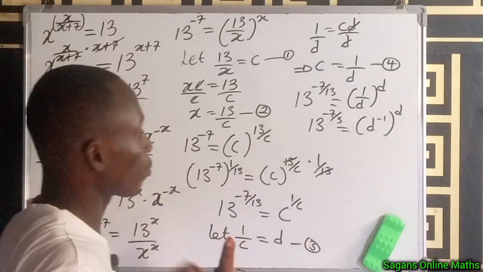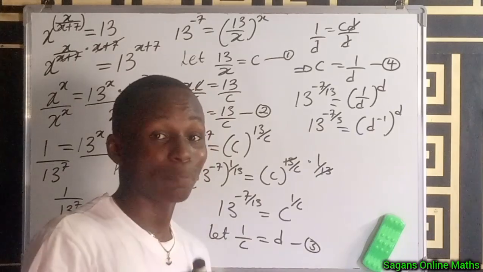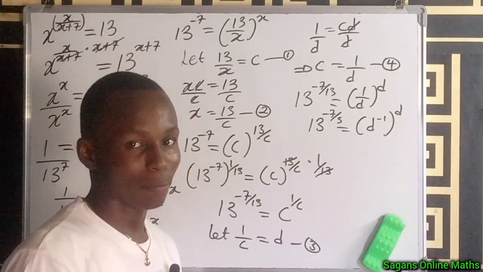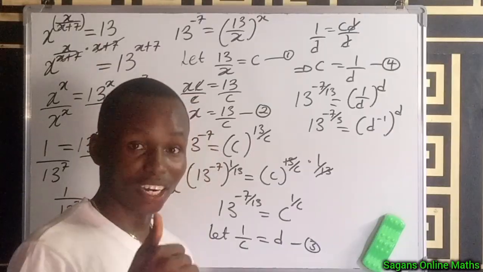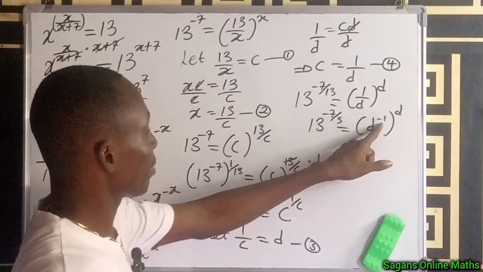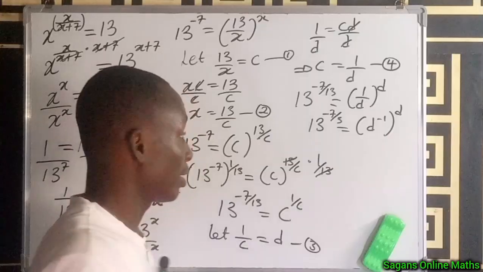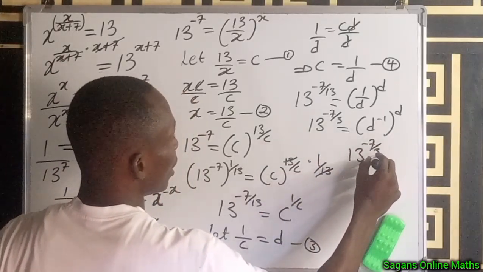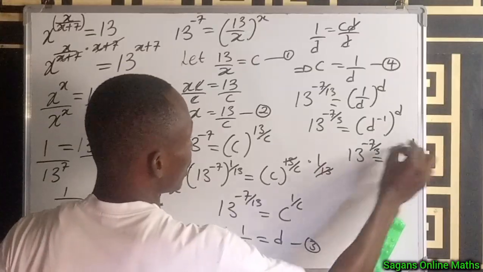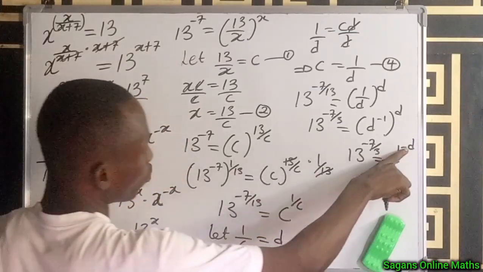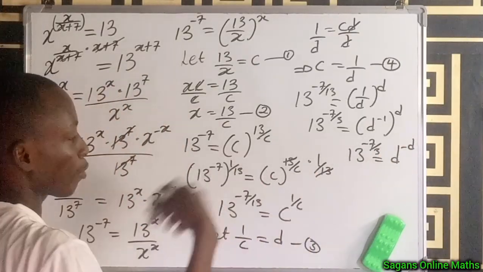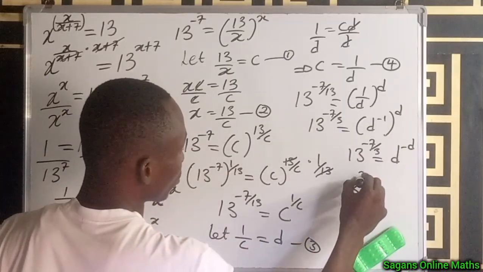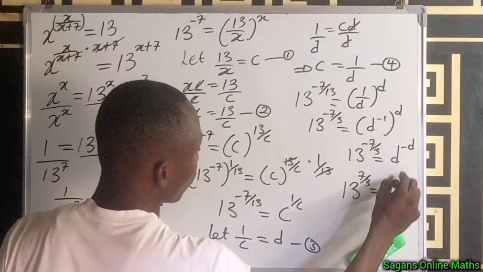And take note that by one of the properties of indices, the index inside the parentheses can multiply the index outside the parentheses. But wait, let me check my mic, please. Sorry. Alright. Now remember that the index inside the parentheses can multiply the index outside the parentheses. So this is 13 to the power minus 7 over 13 is equal to d to the power minus d. And I want to remove minus 1 from this d, so I will multiply both powers by minus 1. If I do that, everything will clear off as 13 to the power of 7 over 13 is equal to d to the power of d.